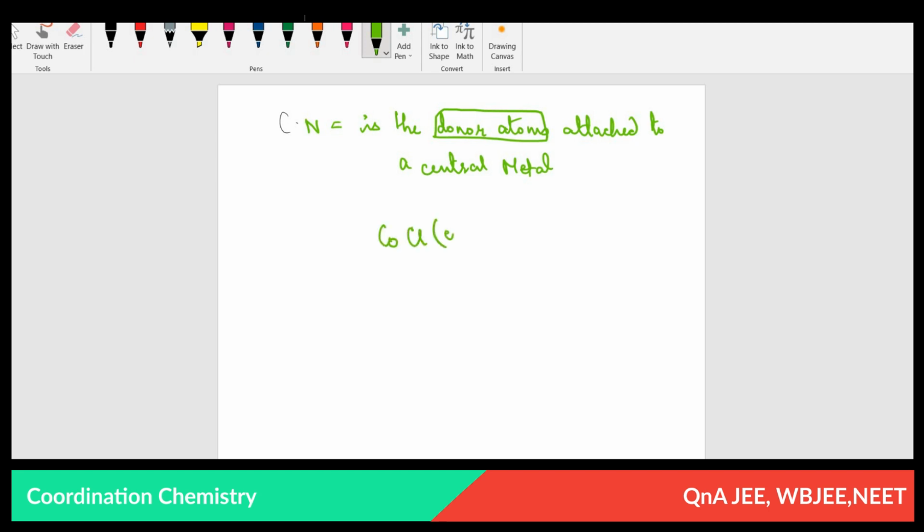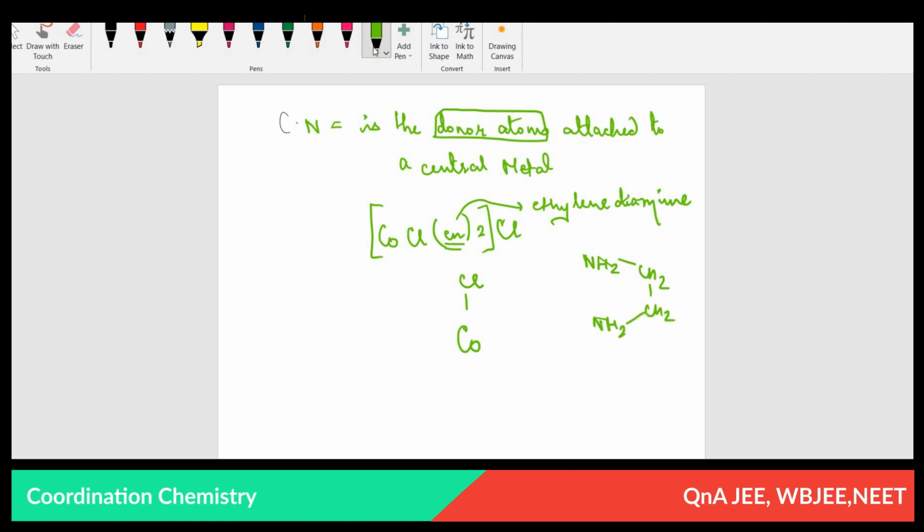Alright, so starting with [Co(en)2Cl]Cl2. Here, children, see, cobalt has one Cl, that's fine, and two en groups. What is en? En is ethylene diamine. If you want to know its structure, it is NH2-CH2-CH2-NH2, where the lone pair on the nitrogen atom acts as the donor center. So this is the entire ligand, but the donor atom is the nitrogen atom.